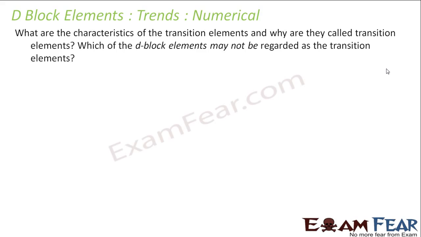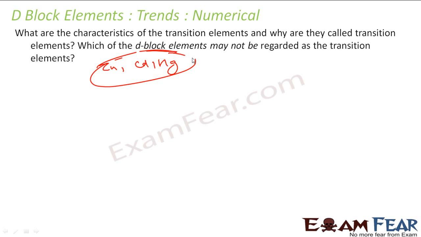What are the characteristics of transition elements and why are they called transition elements? Which of the D block elements are not regarded as transition elements? See, transition elements, we have told, are the elements which have partially filled d orbital in their stable ionic form, right? Stable oxidation state or my elemental form. And these are transition metals because they are transitioning between the metals and non-metals, S and P block elements. And we have already told zinc, cadmium and mercury, these three metals are D block elements, but they are not called transition metals because in their elemental state and also in their oxidized state, their d orbital is filled.